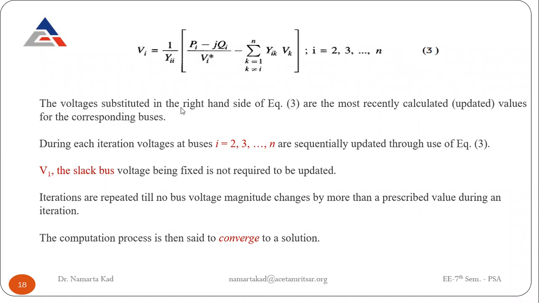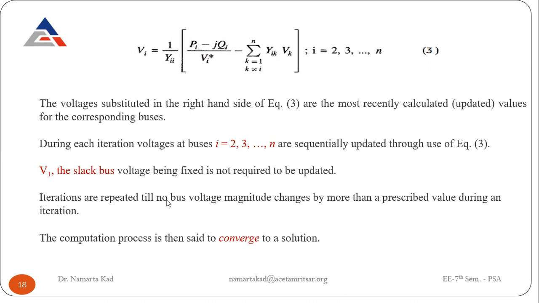The voltages substituted in the right hand side of equation number 3 are the most recently calculated updated values for the corresponding buses. During each iteration, voltages at buses i equals 2 to n are sequentially updated through the use of equation number 3. Why have we not taken 1 here? Because 1 is considered as the slack bus, so i is taken from 2 to n. V1, the slack bus voltage being fixed, is not required to be updated.